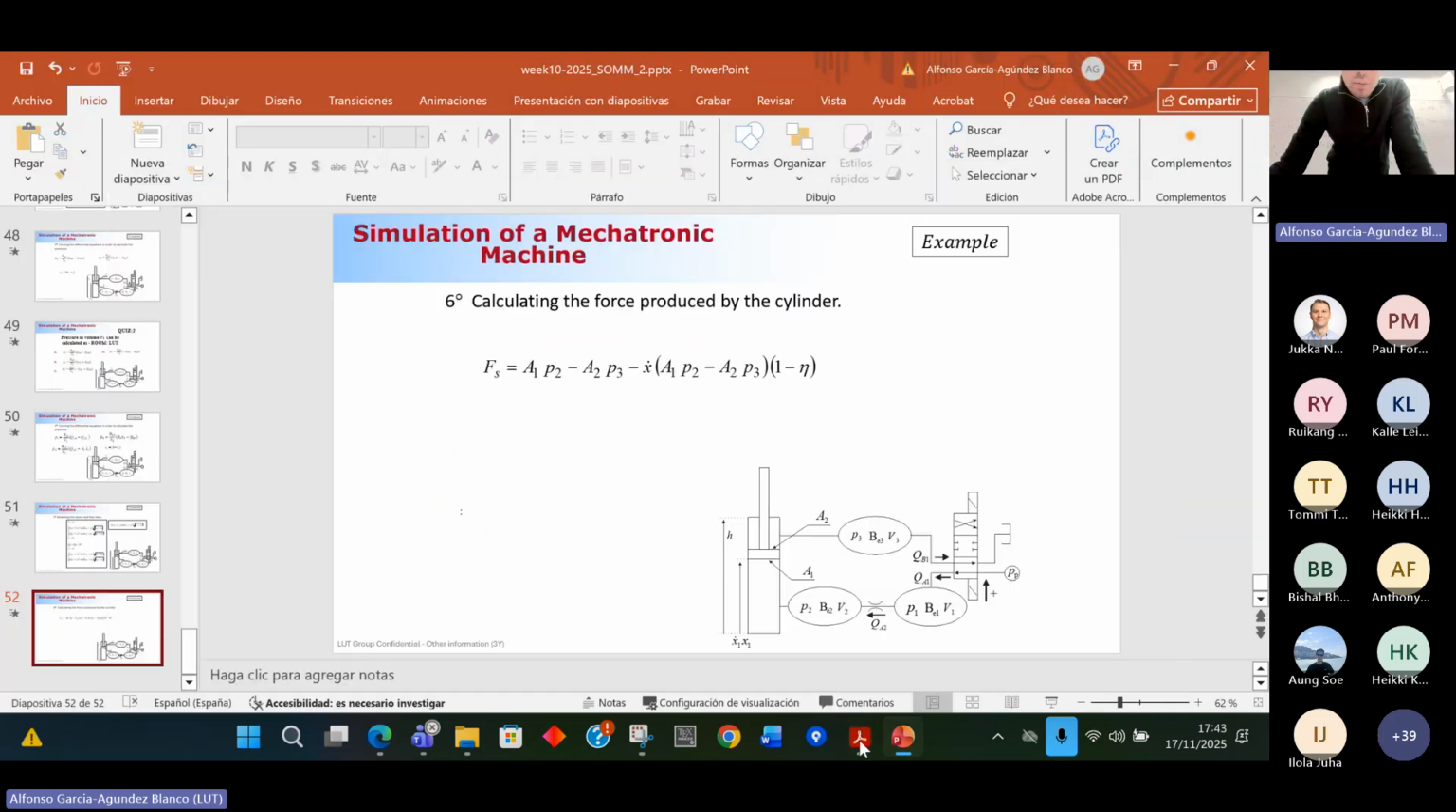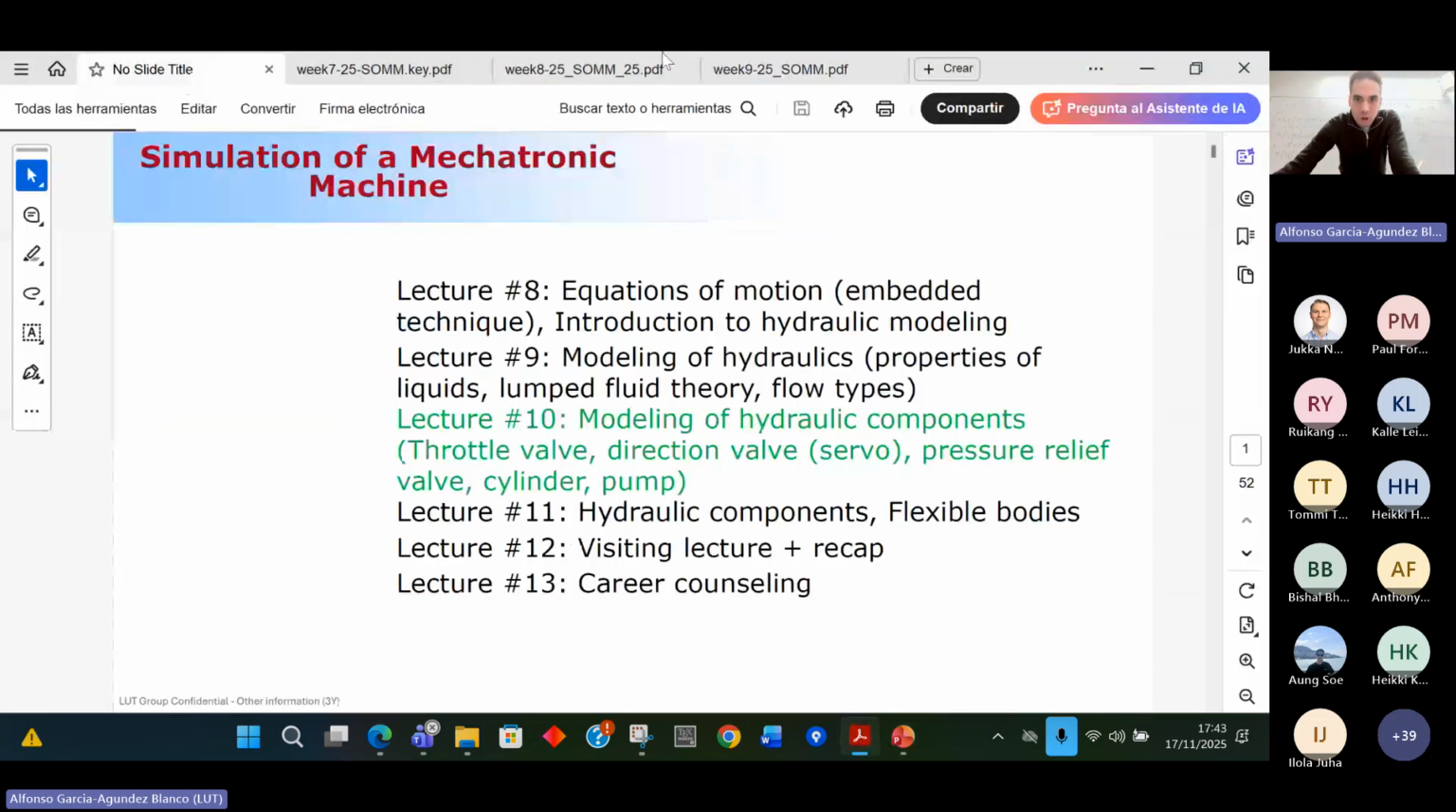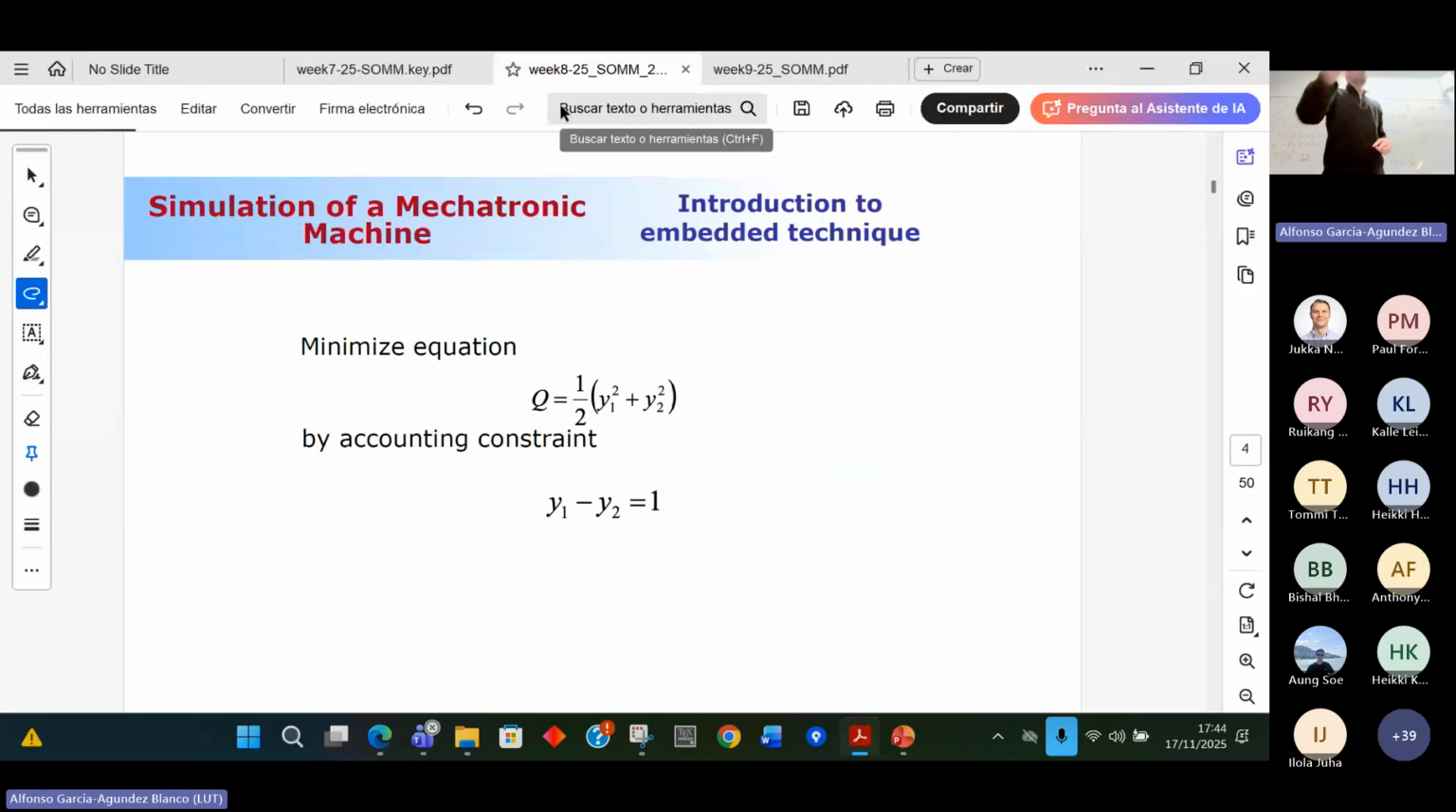And I'm going to go now to a technique that you can find in the week 8 slides. It's called the embedding technique, okay? The idea basically is very simple. I'm going to try to explain it to you.